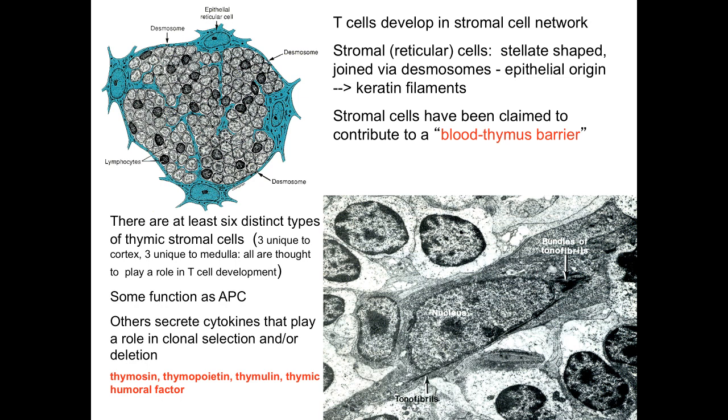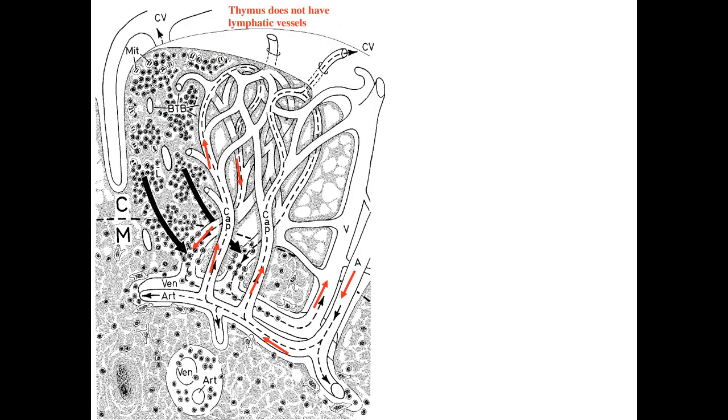All of these are thought to play a role in the development or education, if you want, of T cells. Some of these thymic reticular cells function as antigen-presenting cells. Others secrete various cytokines that are going to play a role in either clonal selection or clonal deletion. In your readings, you'll encounter terms like thymosin, thymopoietin, thymulin, thymic humoral factor. These are all cytokines secreted by the thymic reticular cells.